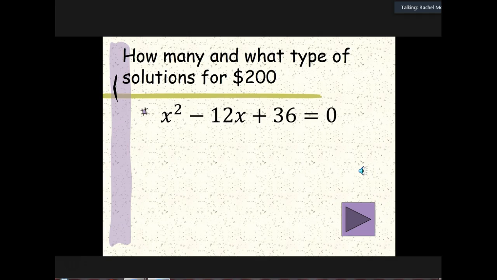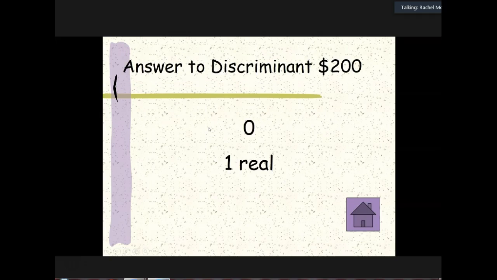That is correct. Oh, she beat you. Okay, it is 1 real because the discriminant is 0.